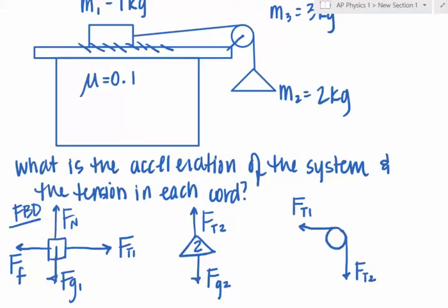So, what do you think? Which way is the 1 kilogram mass that sits on the table going to move? Left or right? Up or down? To the right. So make to the right positive. What about the hanging mass? Which way is it going to move? Down. So let's make that positive. What about our heavy pulley? Rotate which way? Clockwise. So we'll make clockwise positive.